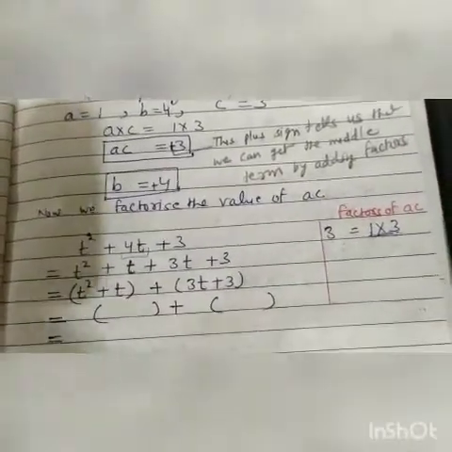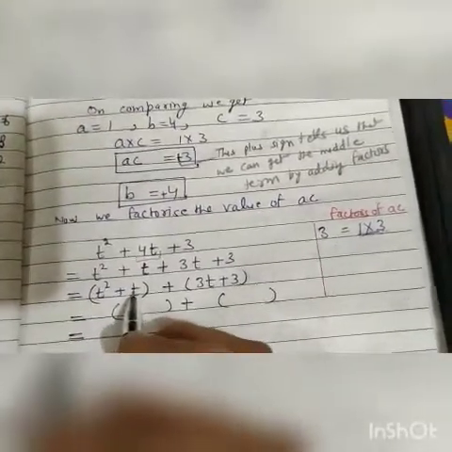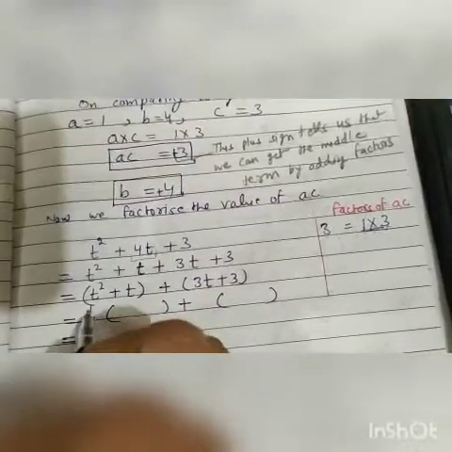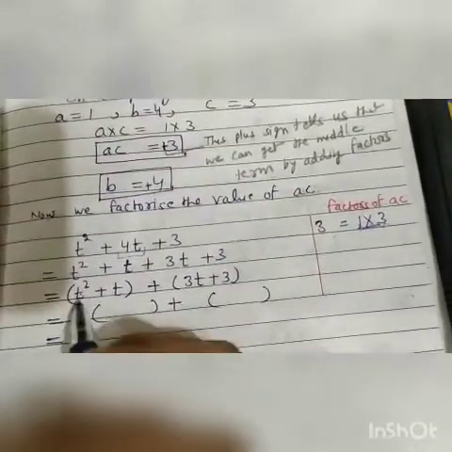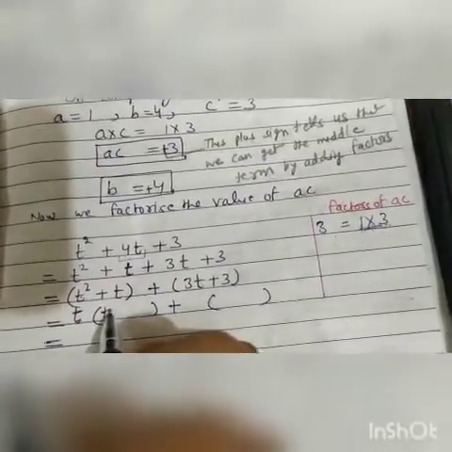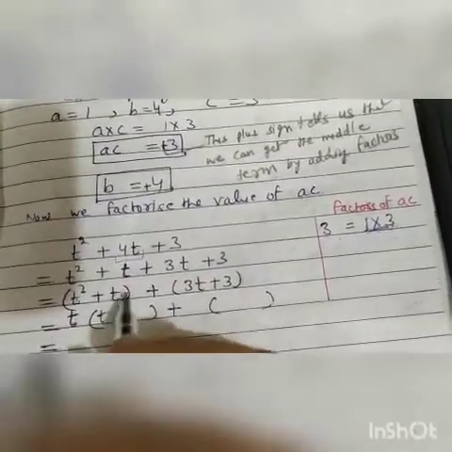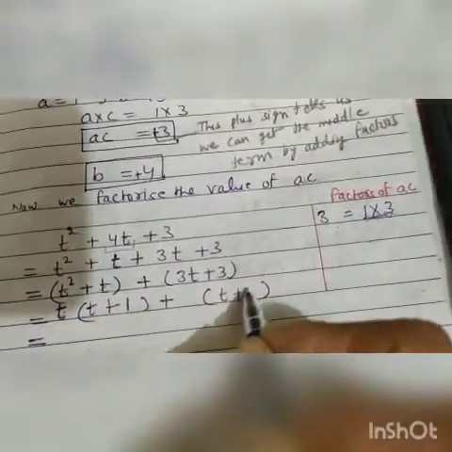Now we will take common from the first bracket. From the first bracket t square plus t, what can we take common? We can take common t. Now this is t square, t is taken common, so t is left here, then this plus sign, t and 1 into t. Now write this bracket t plus 1 here also.